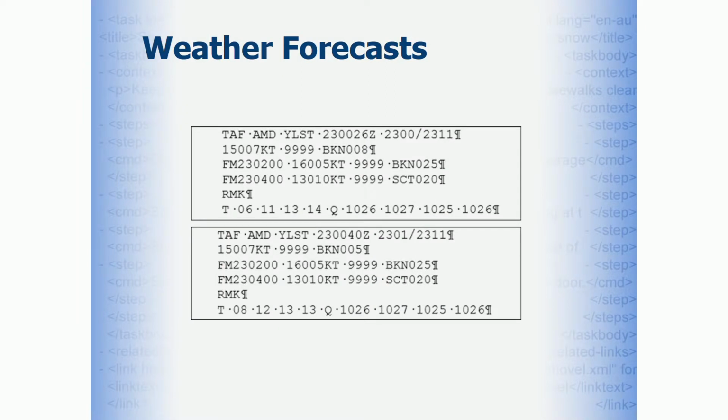Weather forecasts in the last century were also given in code because they go on teletyping machines from one point to another. And so it's very complicated to try to decipher what those mean.